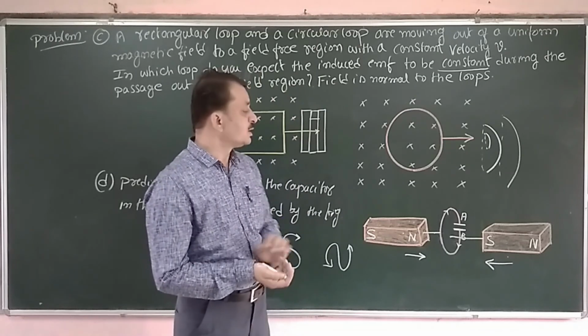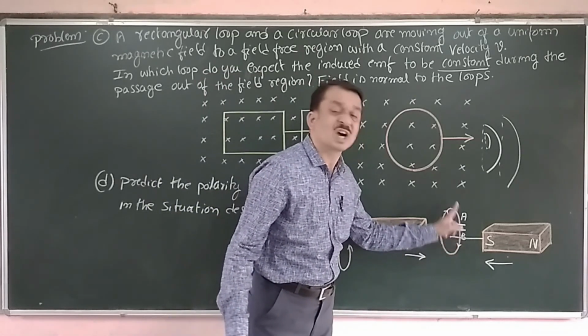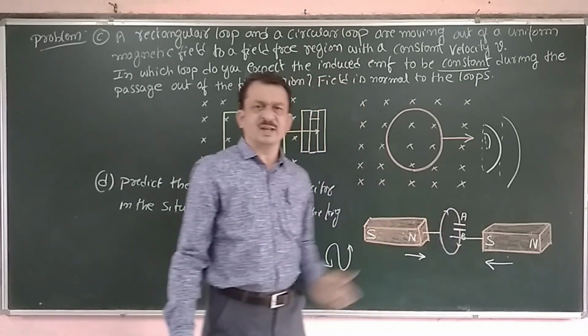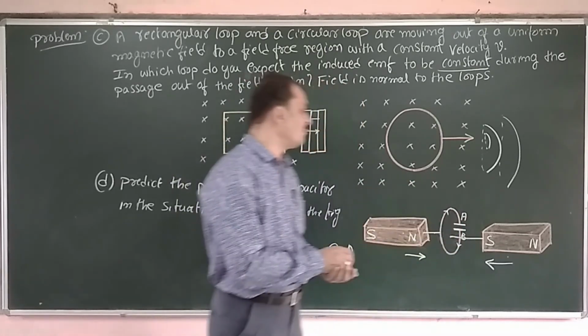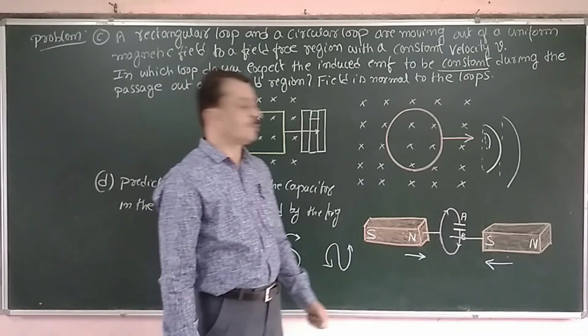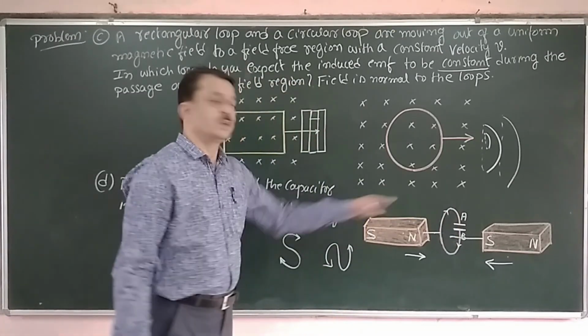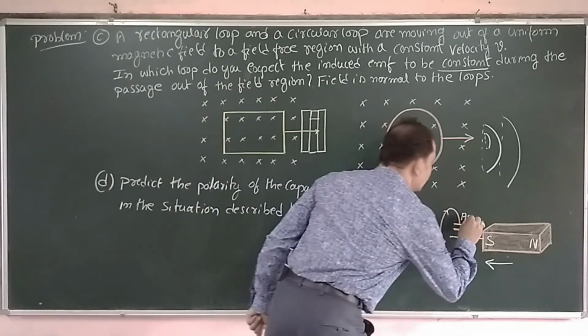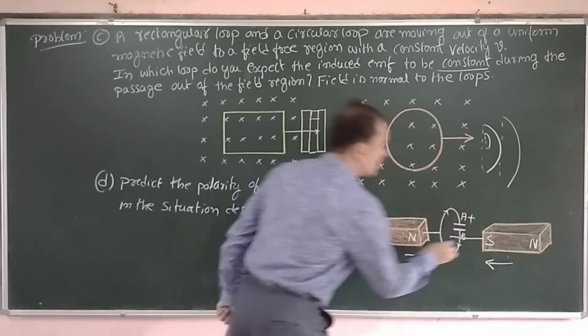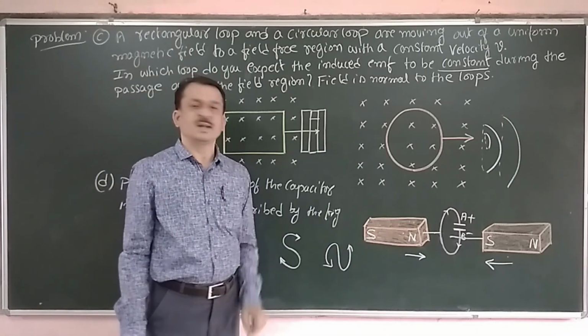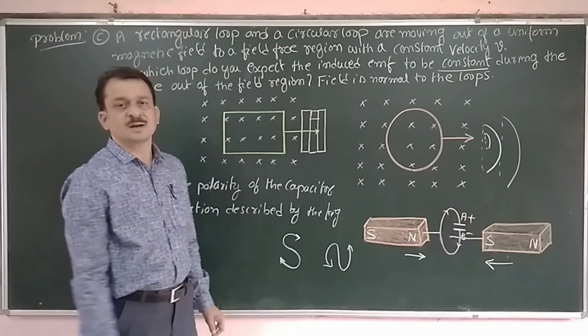Therefore, the capacitor is going to get charged. The current is flowing from B to A. That means A has more positive polarity than B. Therefore, A will have a positive polarity and B will have a negative polarity. Like this, we will work out the problems.